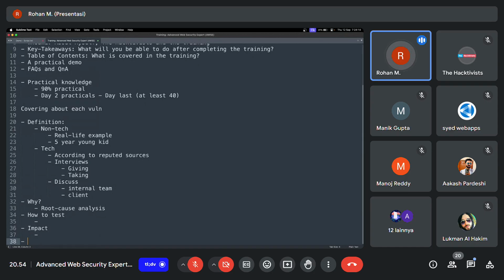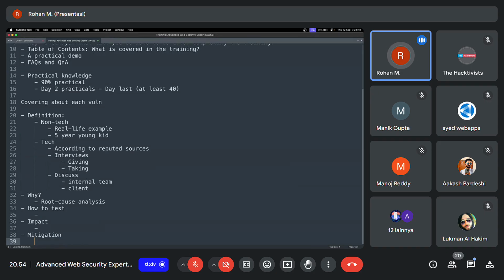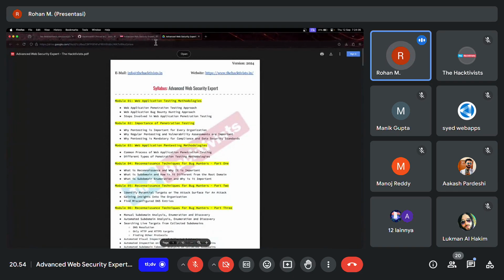Simple. Then the last thing that we will be doing is the mitigation: if in your client's application this vulnerability has been found, how will you be mitigating it? What are the recommendations that you will be giving to them? Simple. So for each and every vulnerability that you find in the training curriculum, you will be able to answer all of these things. You will be able to see all of these things.